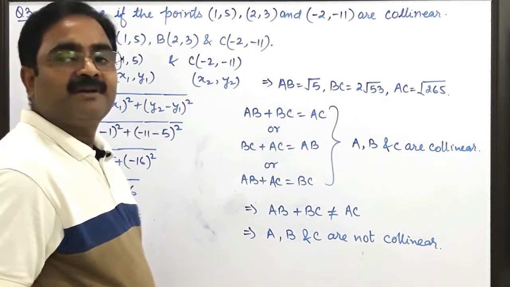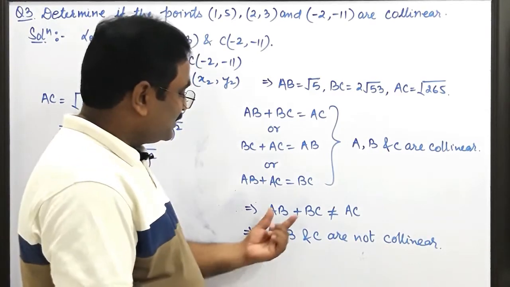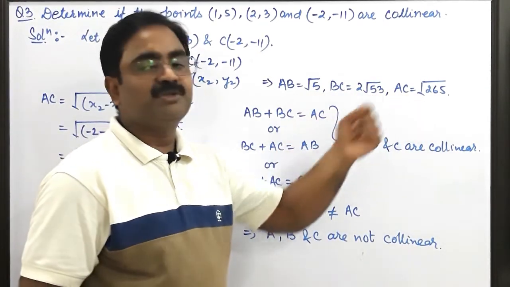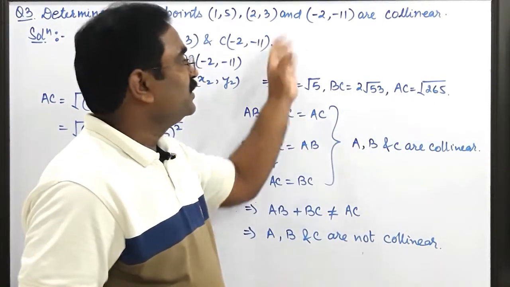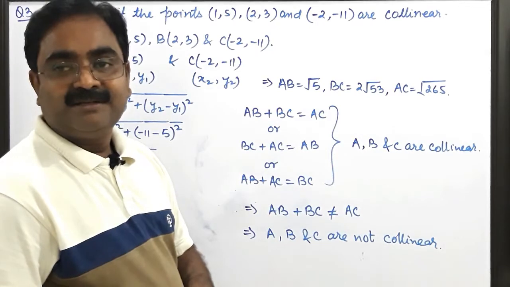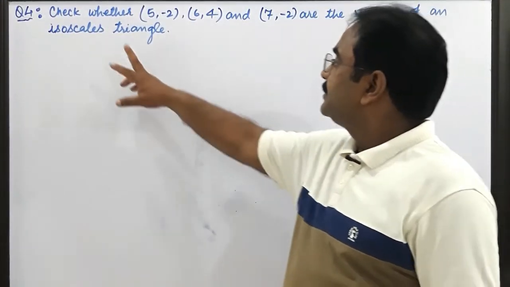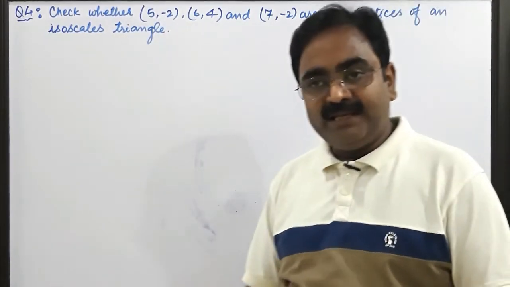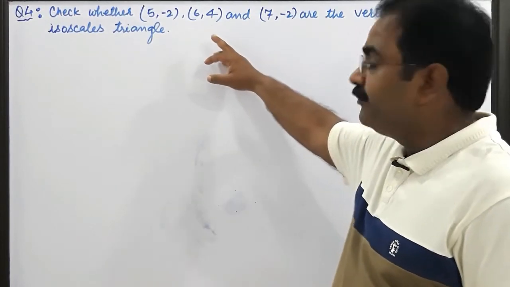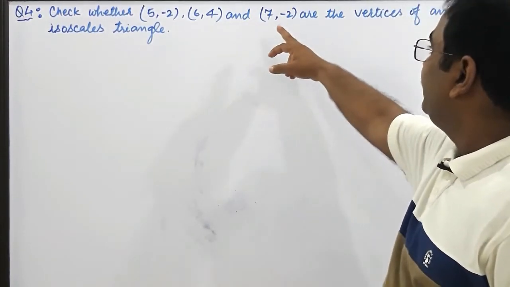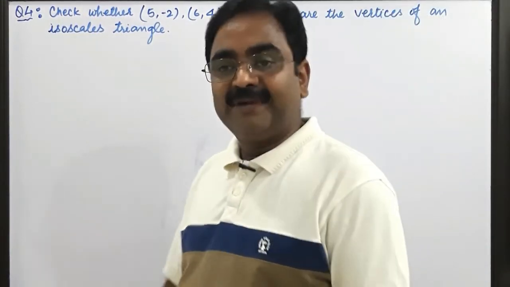Right? Is the concept clear? Since the sum of these two measures is not equal to the measure of the third one, therefore these points are not collinear. Understood? Let's see question number 4. In this it is given: check whether the points 5, -2, 6, 4 and 7, -2 are the vertices of an isosceles triangle.